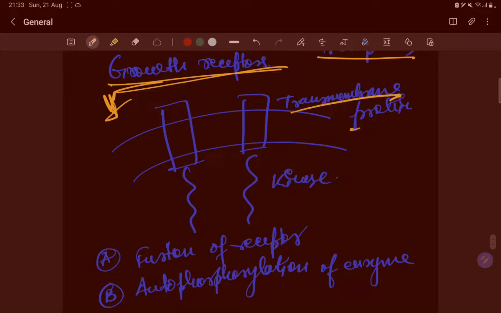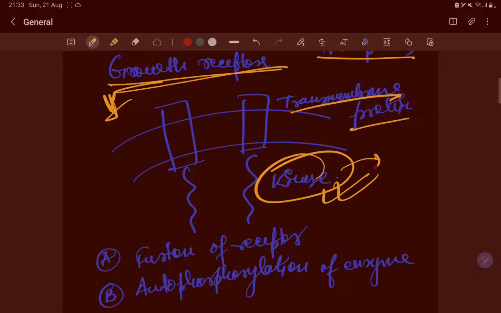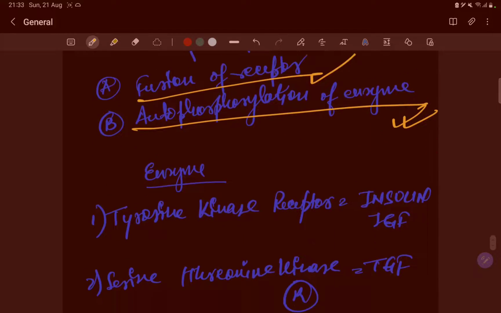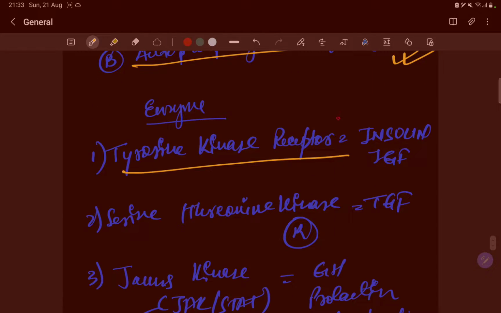So they have a transmembrane protein, that is the kinase. तो kinase का काम क्या होता है? Phosphorylation, adding the phosphate bond. Fusion of the receptor is there and also phosphorylation of the enzyme is there. ठीक है? The enzymes are the tyrosine kinase receptor for the insulin and insulin like growth factor.